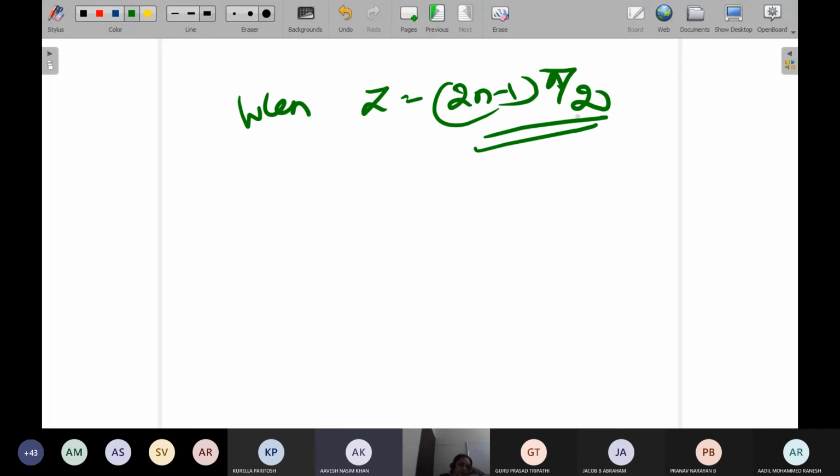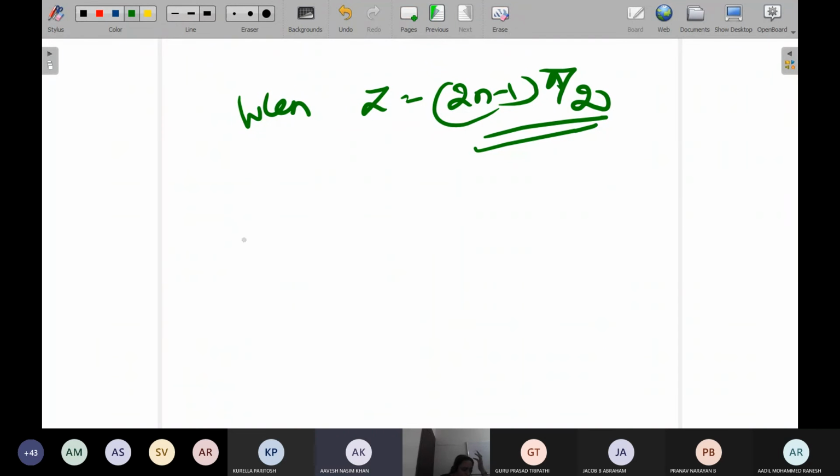Ma'am, it should be plus 1, right? Which is plus, dear? Put n equals 1, it is pi by 2. Put n equals 2, it is 3 pi by 2. Why should I write plus here? Okay. Got it. 2n minus 1 into pi by 2.